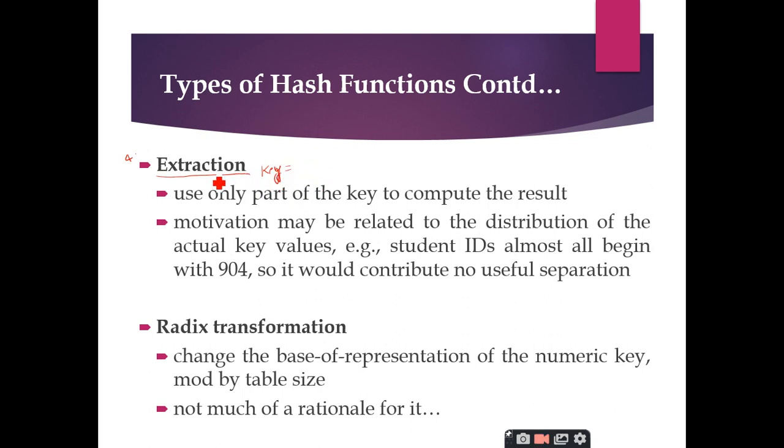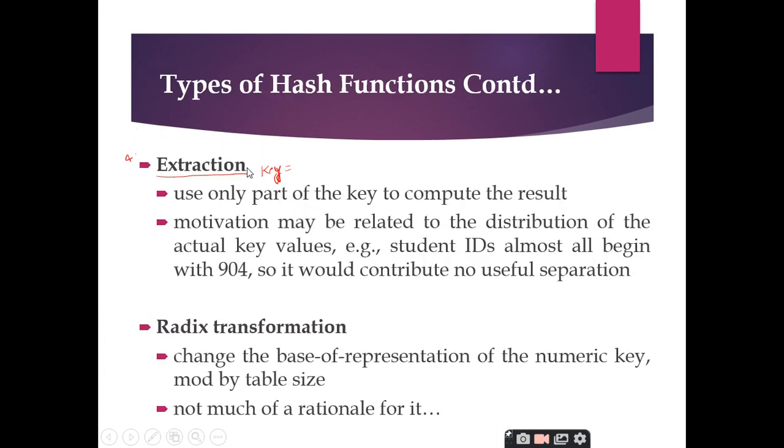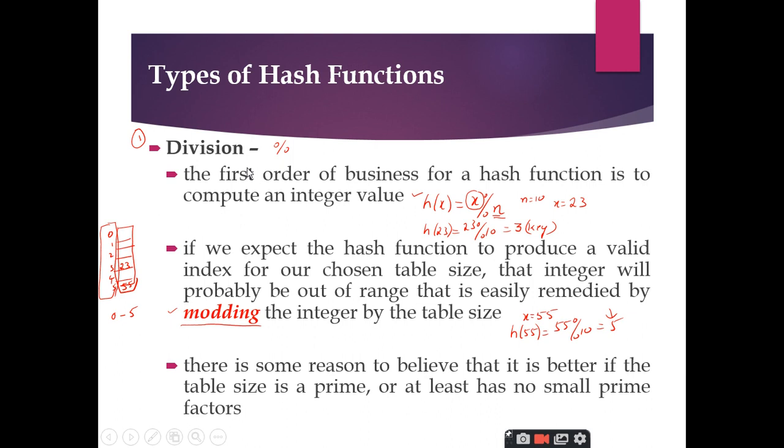When you extract, the difference between this particular hash function and the previous ones, which are the mid square, folding and division methods, is that in the mid square method, folding method and division method we involve each and every digit in the number to calculate the hash values.